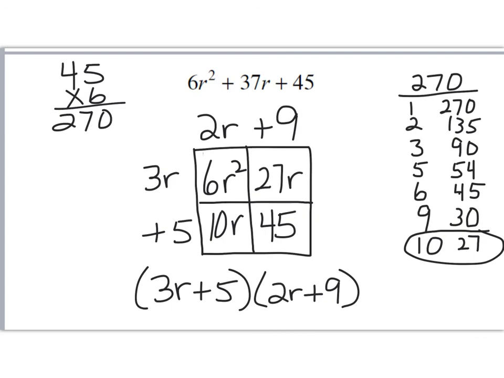Here you go. I had to multiply the 6 times the 45. I got 270. And because 45 was positive, I wanted to add to get 37. Took me all the way down almost to the end of the line there to find my two numbers. Put them in a box. Here's my answer. Is that what you got?